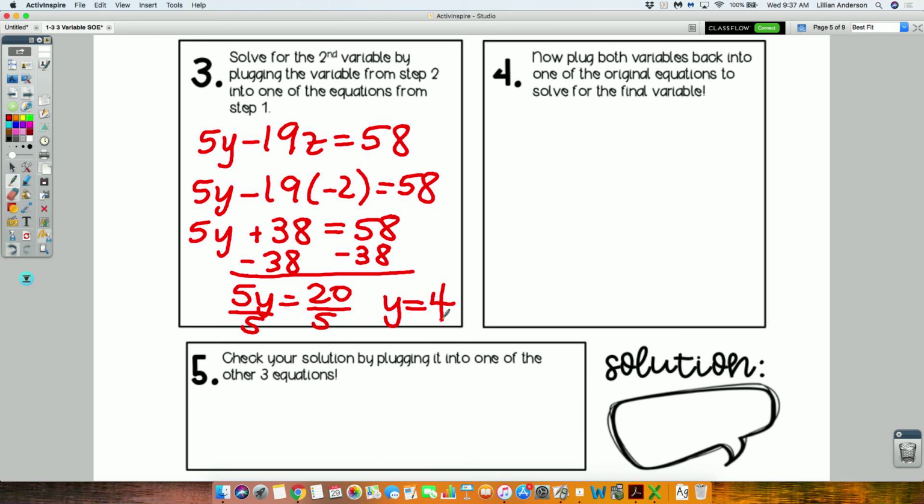Now we're going to take both variables, which are z and y, and we're going to plug them back into the original equations to find the final variable. Doesn't matter. Okay, which one? A? Okay. So, 4x minus 3y plus z equals negative 10. I'm going to plug in 4 for y, and what was z? Negative 2 for z.